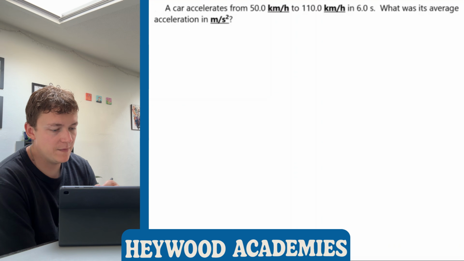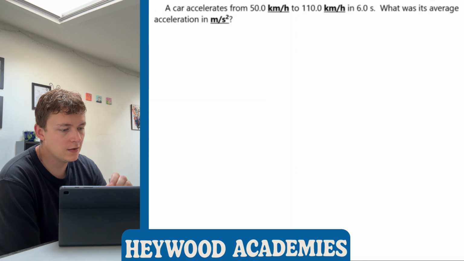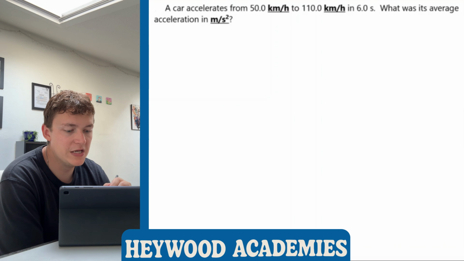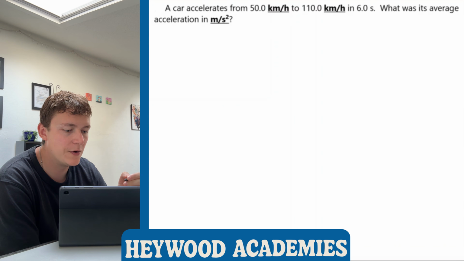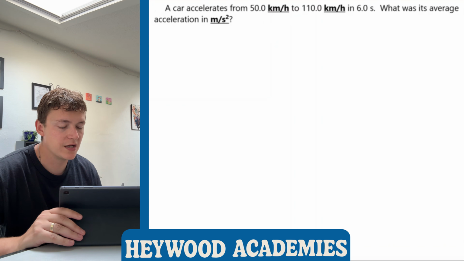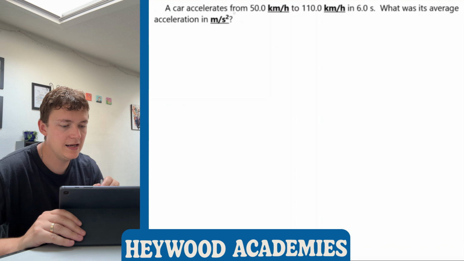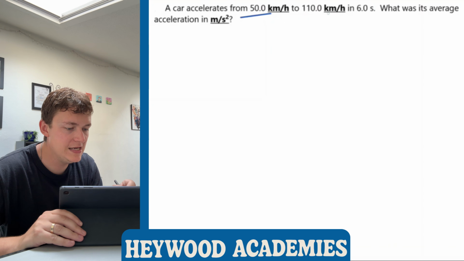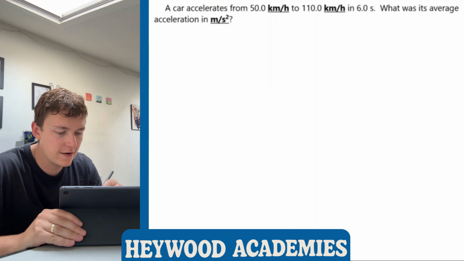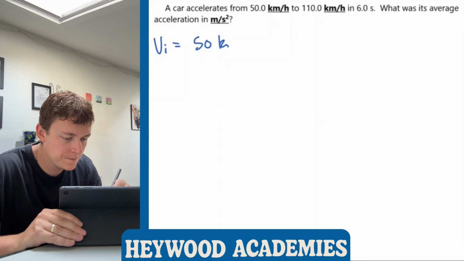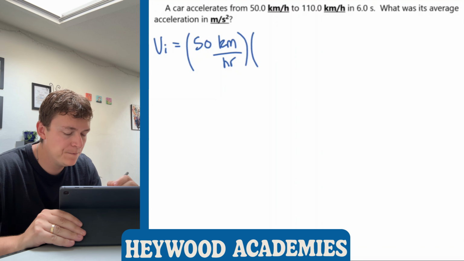So the first thing that I'd recommend is converting all of our stuff to meters and seconds. We don't really want to be working in kilometers per hour, so this is where our unit conversion is going to come in. This says it accelerates from this speed to that speed. So from, meaning that that's our initial, is 50 kilometers per hour. So we can go ahead and convert that.